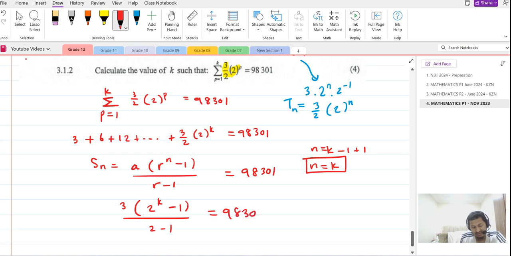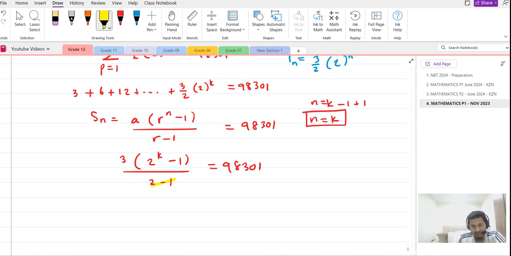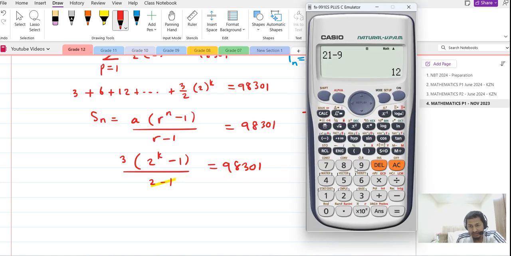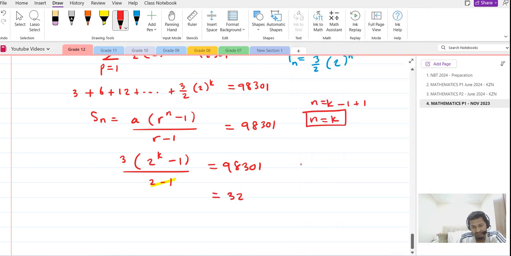Now 2 minus 1 is just 1, so take that out. You take 98301 divided by 3 and then add the 1. 98301 divided by 3, I'm getting 32767. That's 2 to the power k minus 1. Now add 1 here: 32768. That's 2 to the power k.